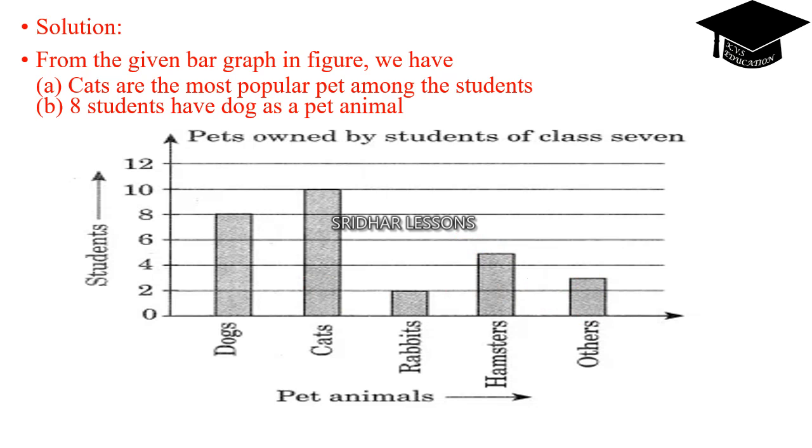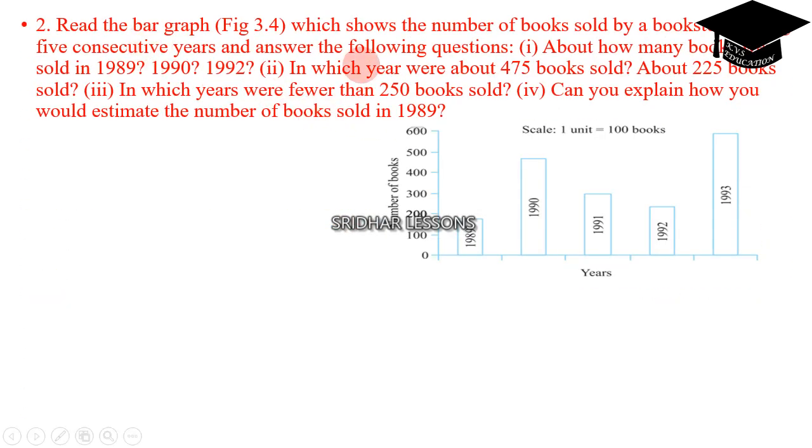Okay, next question. Read the bar graph that shows the number of books sold by a bookstore during 5 consecutive years: 1989, 1990, 1991, 1992, and 1993. Here the scale we have taken is 1 unit equals 100 books. So 0 to 100, 200, 300, 400, 500, and 600. The question is about how many books were sold in 1989, 1990, and 1992.